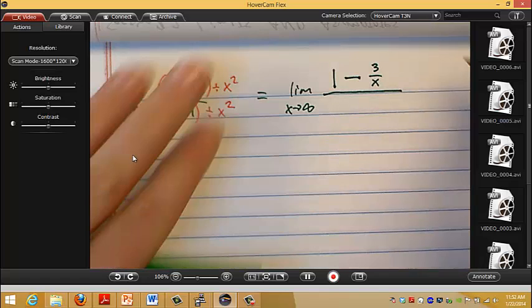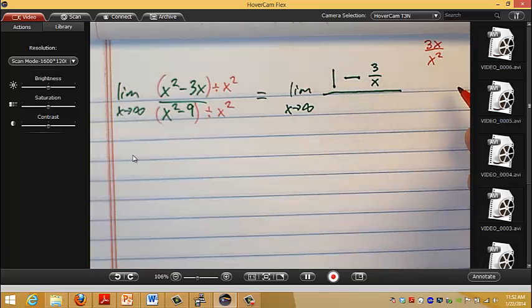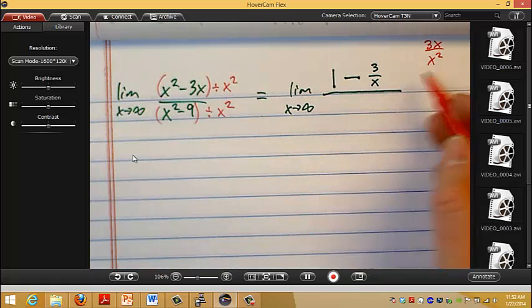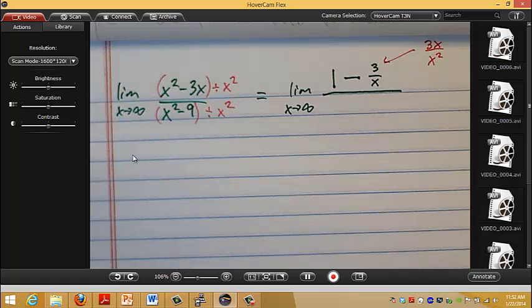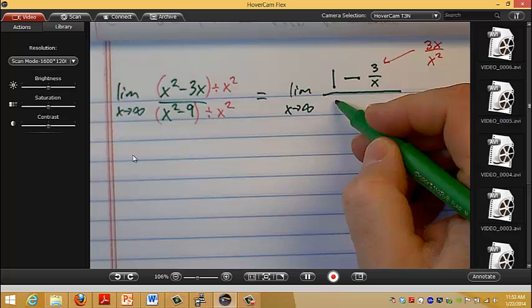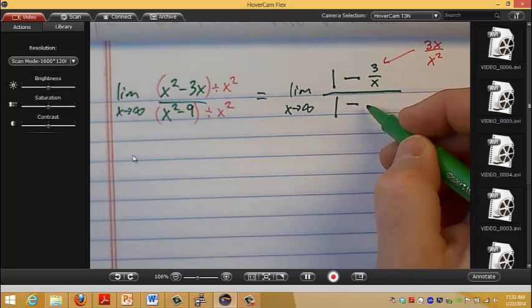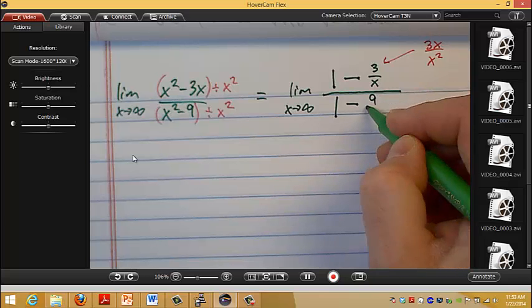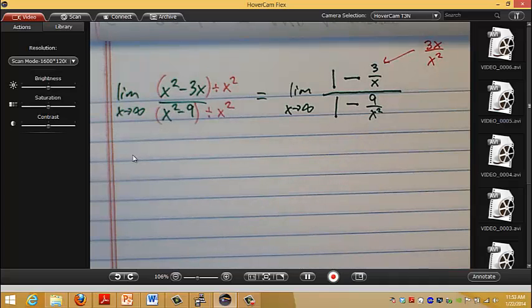Right? Because if I have 3x over x squared, what happens? The x's cancel, so you get 3 over x. Who's with me so far? Okay. And then in the denominator, what am I going to get? 1 minus what? 9 over x squared. Okay? So I have 3 over x in the numerator. I have 9 over x squared in the denominator.